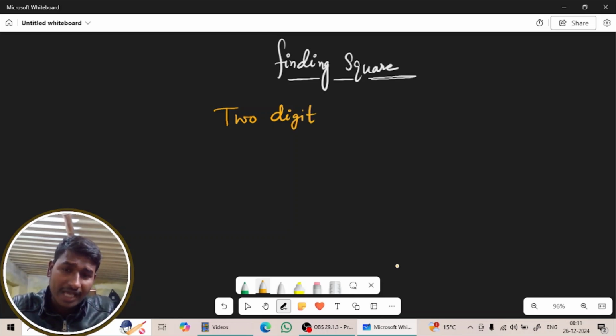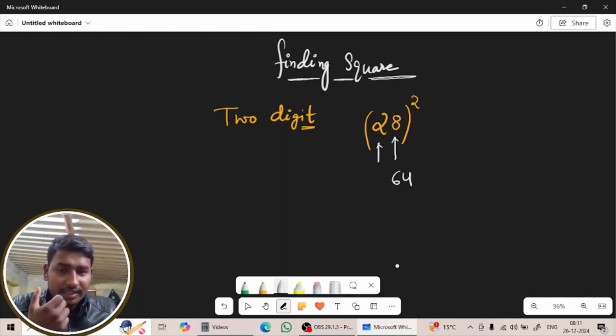So if we have some number, let's just say 28 square. What we can do is write each digit as a separate square, just like 8 square is 64 and 2 square is 4. I'll write every number in two digits. If 2 square is 4, I'll write it as 04.